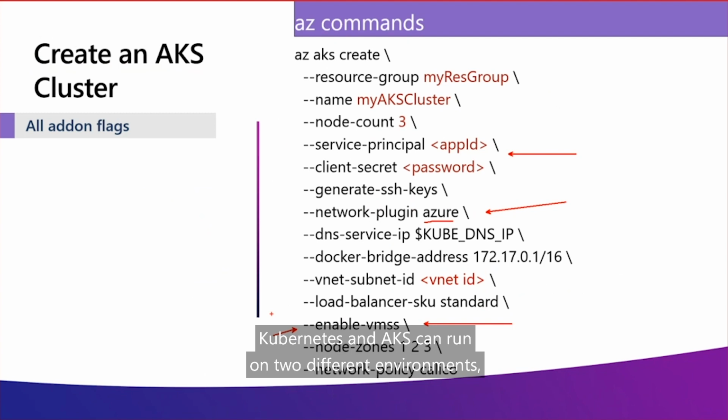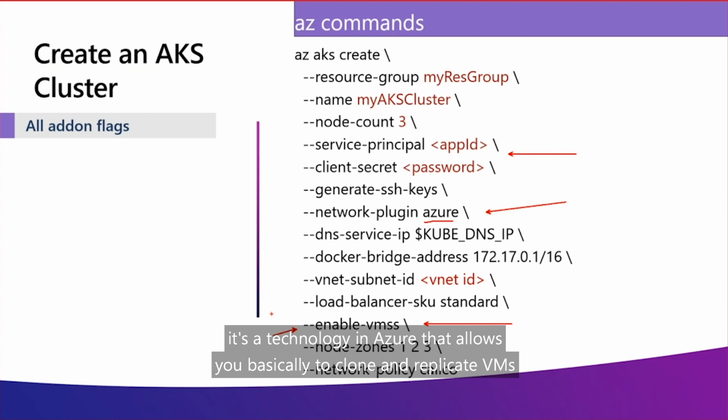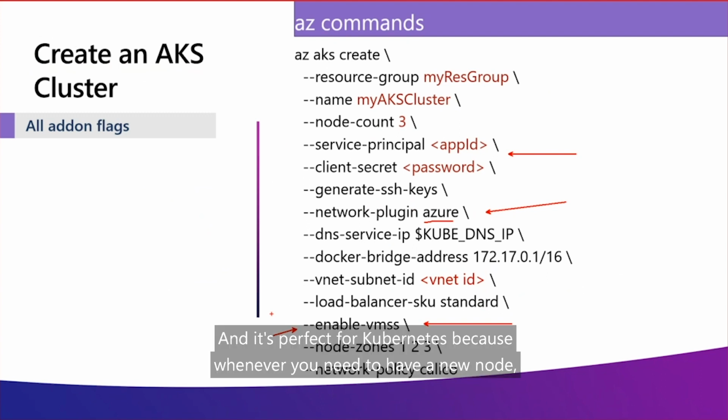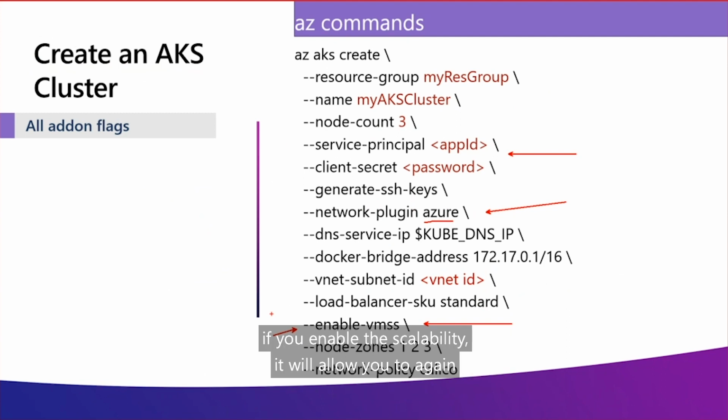Kubernetes and AKS can run on two different environments, normal VMs or virtual machine scale set. If you're not familiar with virtual machine scale set or VMSS, it's a technology in Azure that allows you basically to clone and replicate VMs in a very dynamic and automated way. And it's perfect for Kubernetes because whenever you need to have a new node, if you enable the scalability, it will allow you to, again, add new nodes which are configured already like the master node, or I should say the template node, not to confuse. And so all the configuration and parameters will be there already. And again, this has to be enabled at cluster creation.